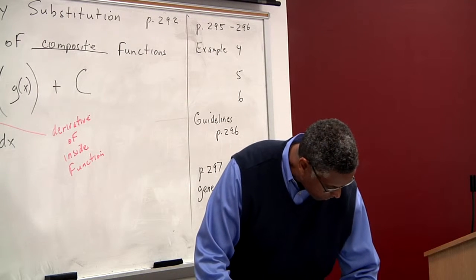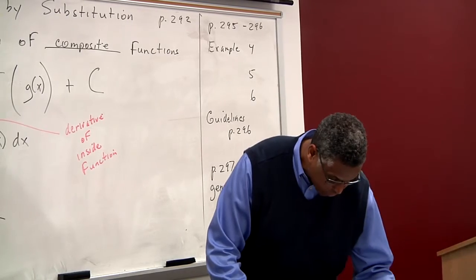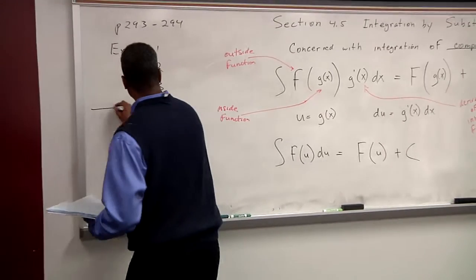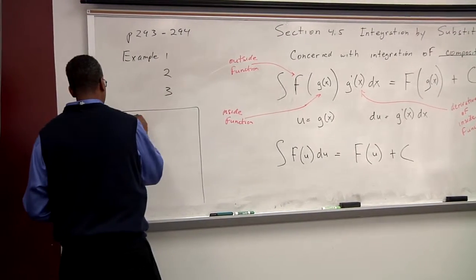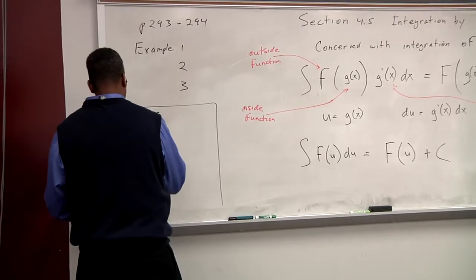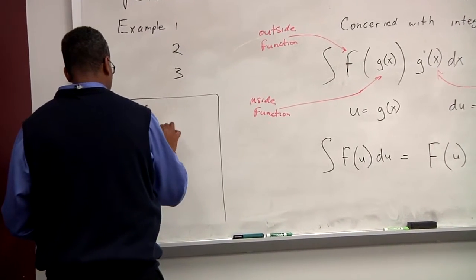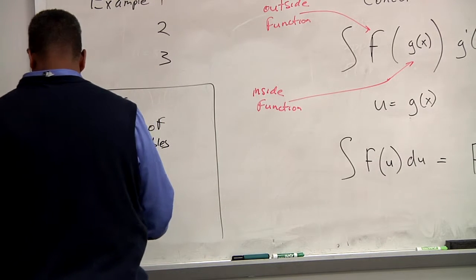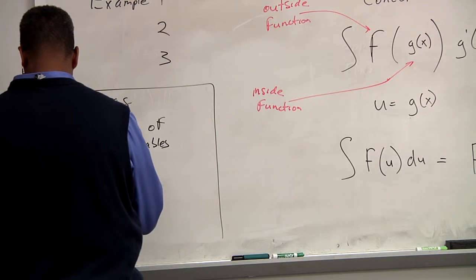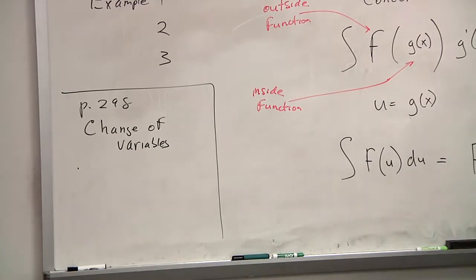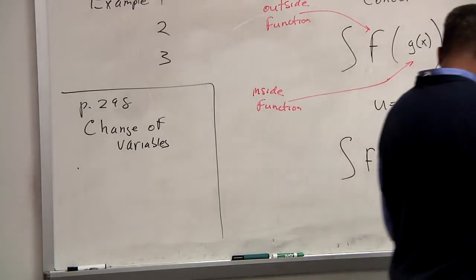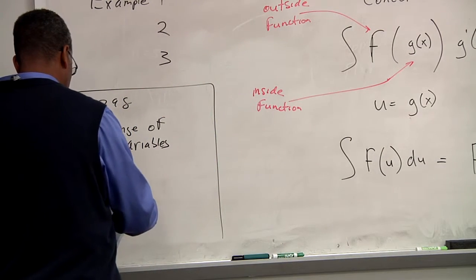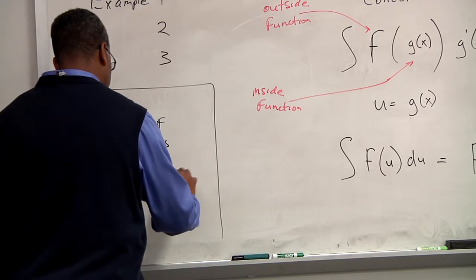And to kind of wrap things up here, there's a change of variables section in your book that starts on page 298. So let me write over here to get some more board space. So on page 298, that discusses change of variables. There's a formula for that. And I want you to write that formula down. And there are also examples 8 and 9.